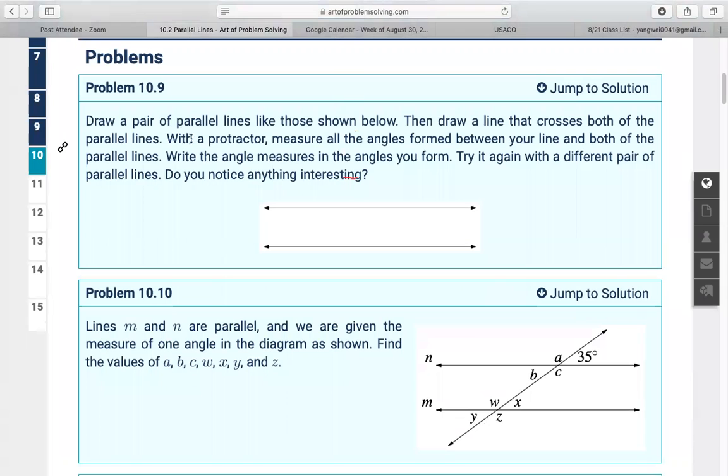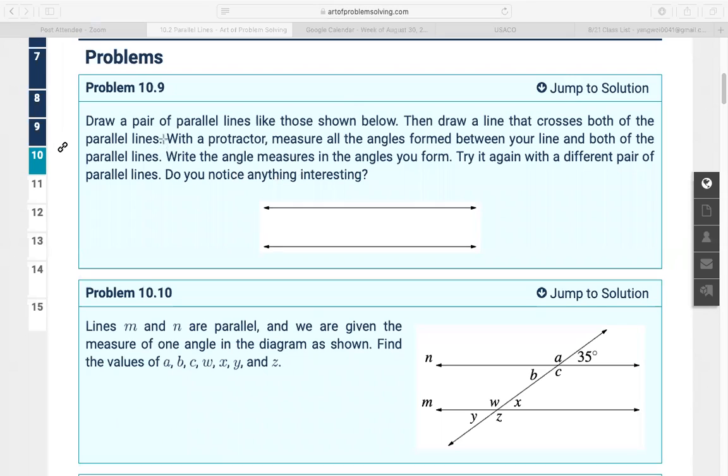This one is 10.9. Draw a pair of parallel lines like those shown below. Draw a line that crosses both of the parallel lines. With a protractor, measure all the angles formed between your line and both of the parallel lines. Write the angle measures in the angles you form. Try it again with a different pair of parallel lines. Do you notice anything interesting? So that means they ask you to do this.